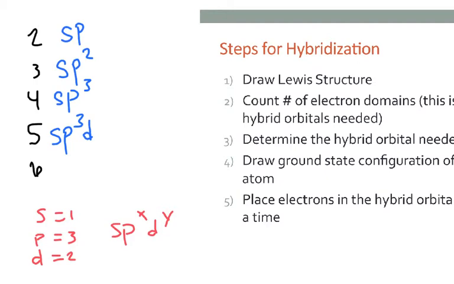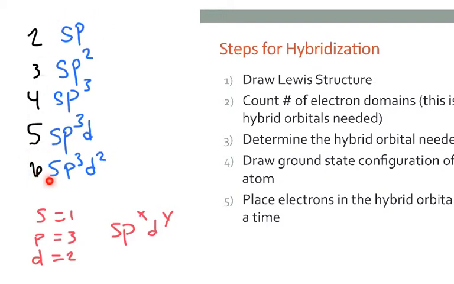Finally, if you determine that a molecule has 6 electron domains, that's going to be S, which takes care of one of the 6. You're going to have P3, so now there's 4. D, but then you need 2 of them in order to get the 6.